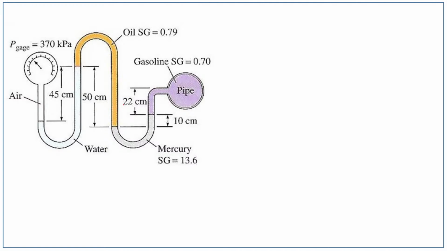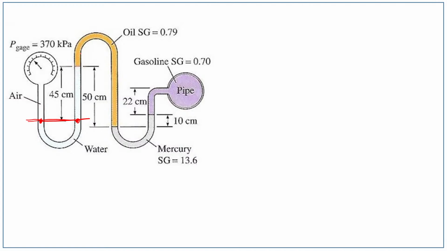We have to draw the datum line such that on either side of the datum line, there should be only one fluid. So let us draw a datum line for this U-tube manometer. We have to draw the datum line here only. That indicates pressure at this point and pressure at this point is same.